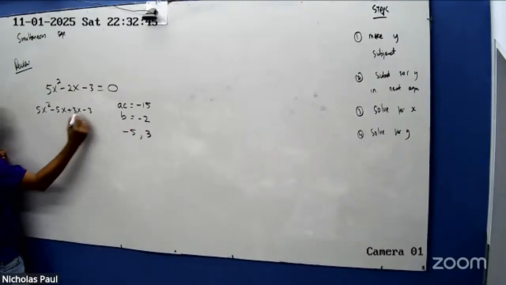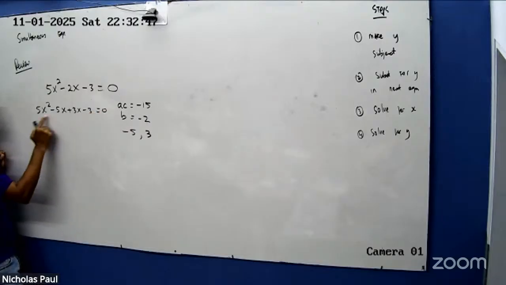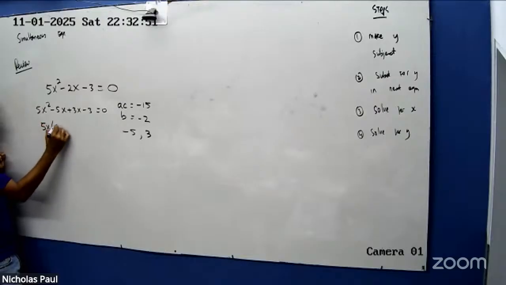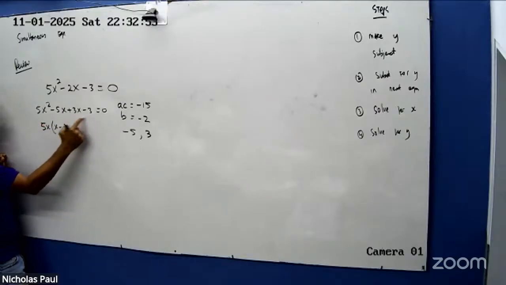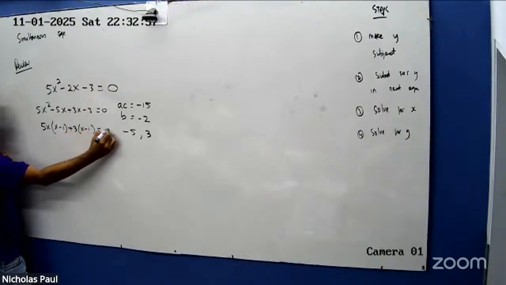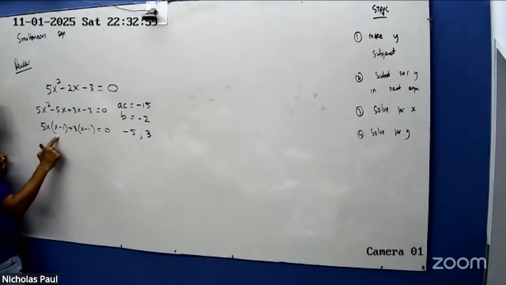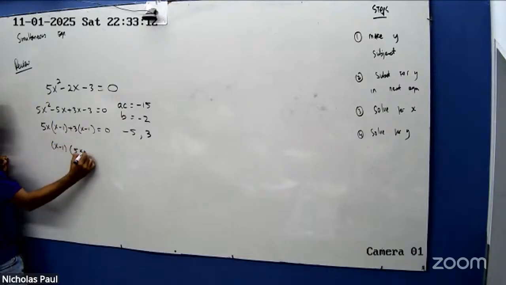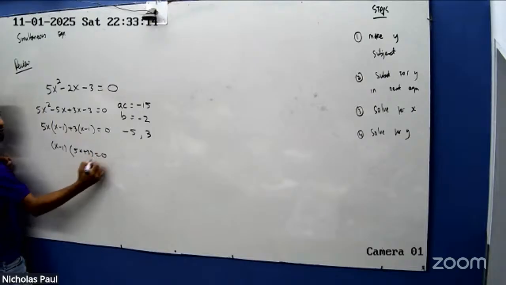What do I factor out here? 5x. What do I factor out here? Plus 3. What's the next step? Factor out what? They both have x minus 1 in common. Right? So you factor out x minus 1 and you are left with 5x plus 3.